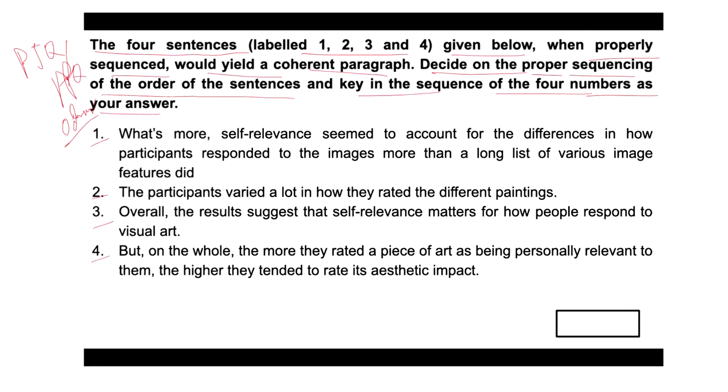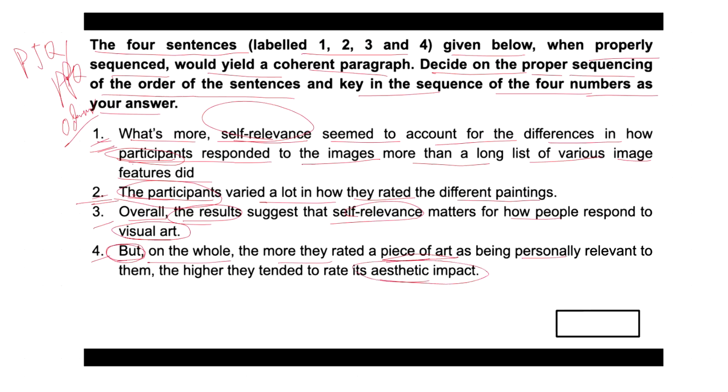What does it state? What is more, self-relevance appeared to account for the differences in how participants responded to the images more than a long list of various image features did. Second, the participants varied a lot in how they rated the different paintings, right? So obviously the repetition is the participants. Third: overall, the results suggest that self-relevance matters for how people respond to visual art, right? But there is a contrast. On the whole, the more they rated a piece of art as being personally relevant to them, the higher they tended to rate its aesthetic impact.